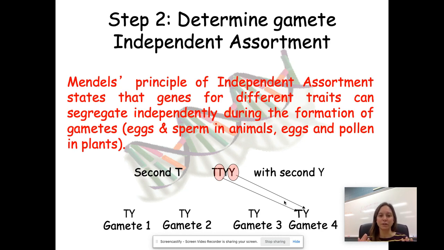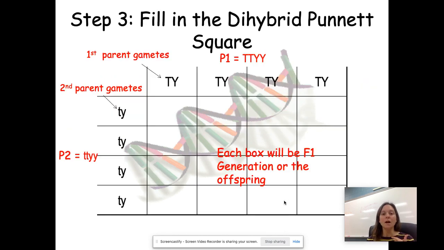So you don't see any difference. A kind of trick on this is thinking about it as FOIL: the first T with both Ys and the second T with both Ys, inside, outside, right? FOIL, do you hear it? Okay, so for the second parent, again, because they're all the same, it's a capital T, a capital Y, a little case t and a little case y. We didn't really have to do that one because they're all the same.